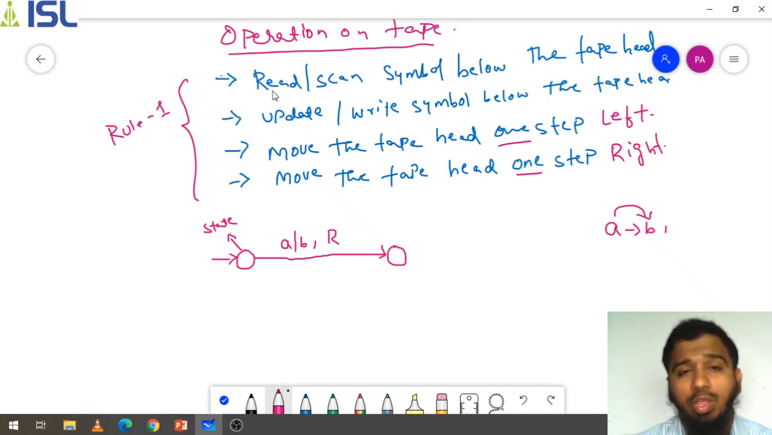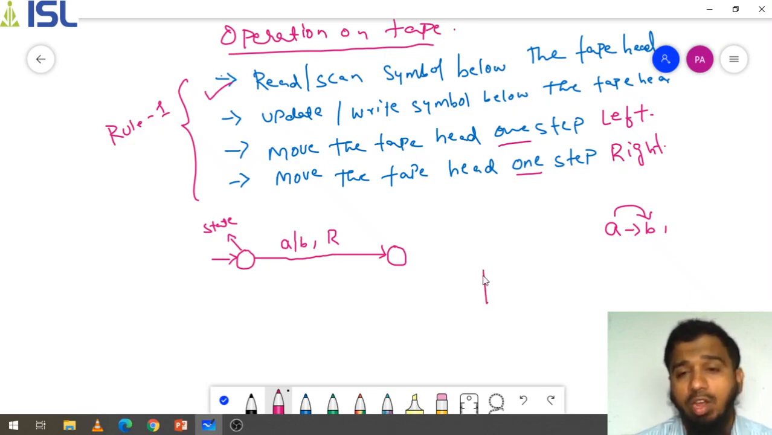First, what is it doing? First it is doing the read operation, read or scan the symbol. What is read and scanned? The symbol is A. Update or write the symbol below the tape when my head is here, and it is changing to B, and move the tape head one step left or one step right, whatever you want, maybe R or L.